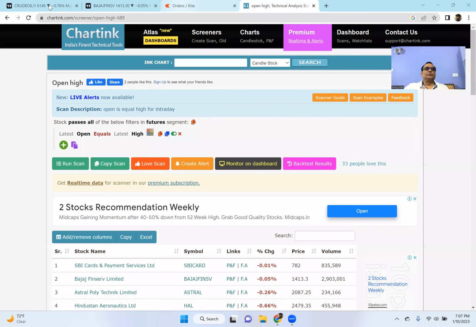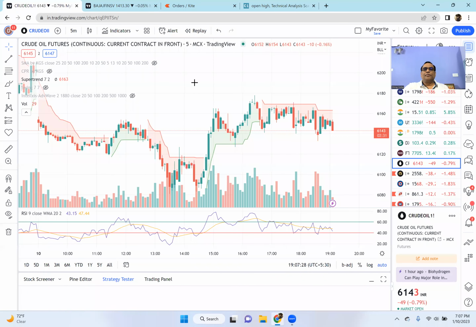Let me start with inside bar, and I will share my screen so that I can straight away go on a chart to explain what this inside bar strategy is. Okay, so hope you are able to see my screen. Okay, now let me change.